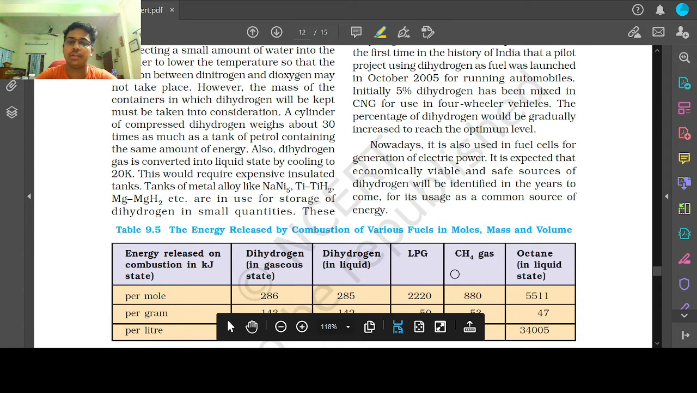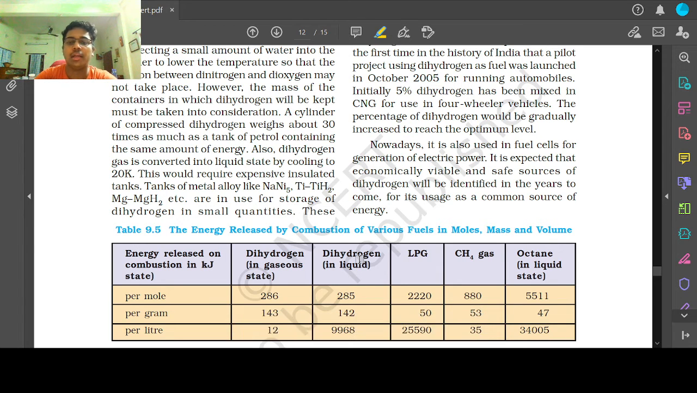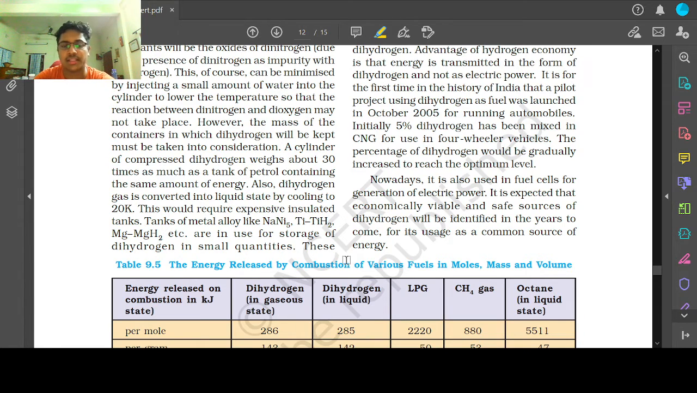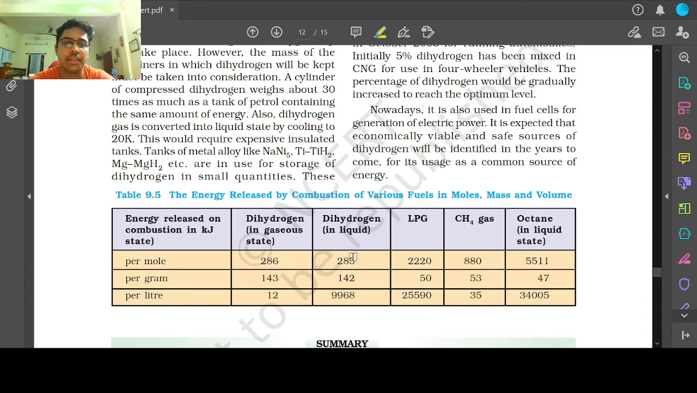So dihydrogen is non-polluting, it is cheap, it can be regenerated, it is non-exhaustible, and it is a very efficient form of energy. These are common sense points. You can just search on Google and go through this, because when you look for an alternative, you look for these things. There's nothing to learn. I have seen many people learning this point, but there's nothing to learn in this. Just apply common sense. Why would you use dihydrogen? If it is cheap, right? If it is non-polluting, right?